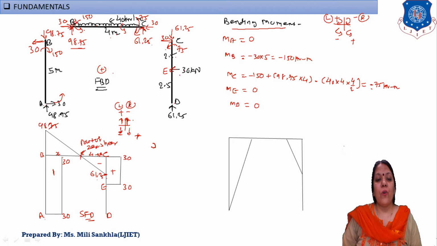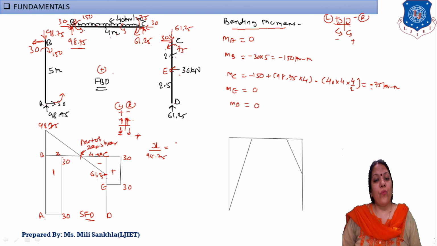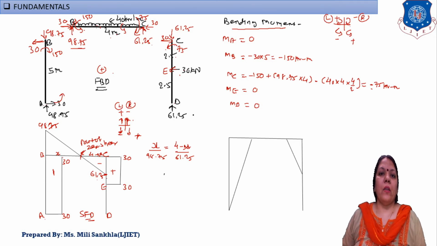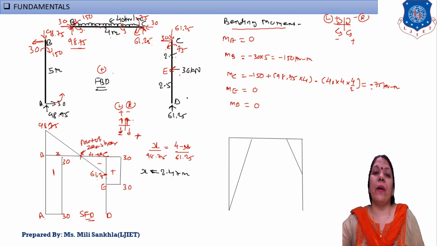Simply we take a ratio: x with respect to 98.75 and 4 minus x with respect to 61.25. So x over 98.75 is equal to 4 minus x divided by 61.25. Now we find our distance x, and this distance x is equal to 2.47 meter.